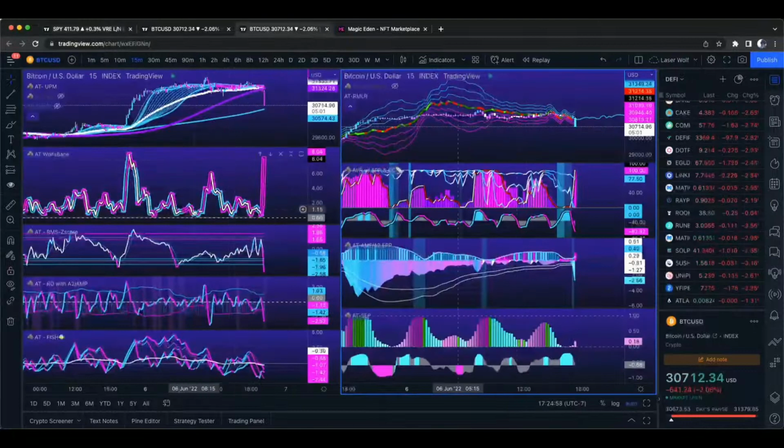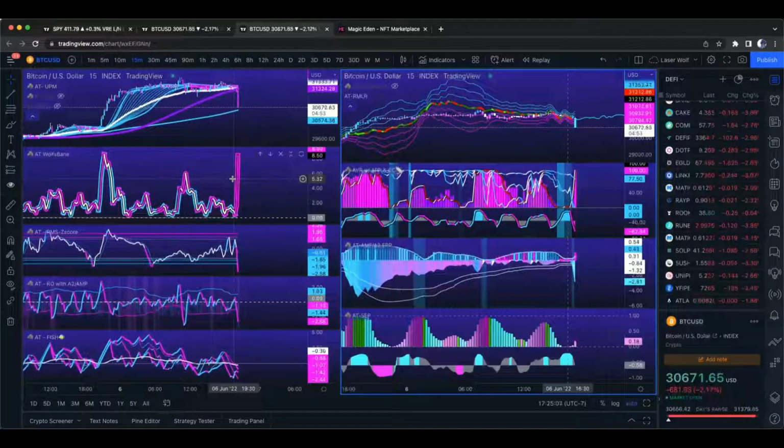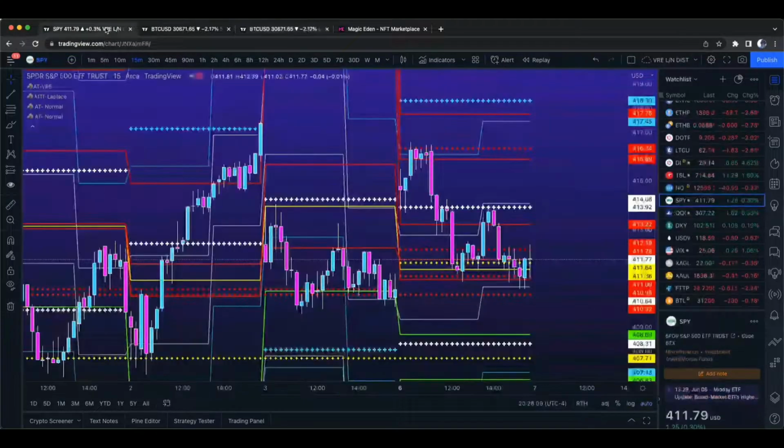We're like, why is he talking about SPY? Well, because they are correlated. Yeah. Look at that outlier in the 15-minute. What a beauty. Beauty, beauty, beauty.